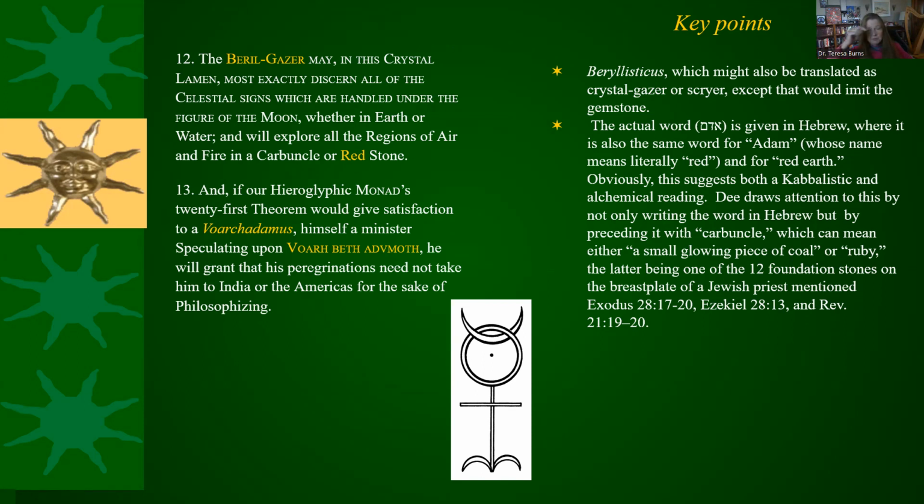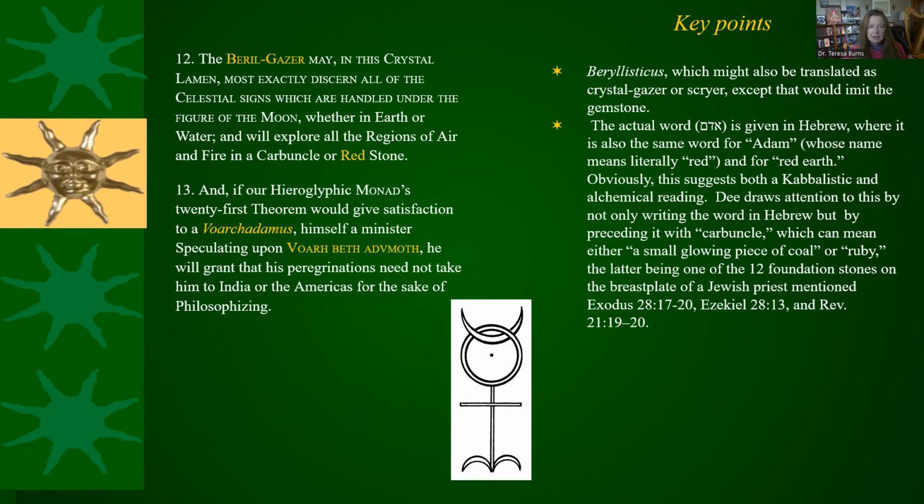I've got a whole video below on puns between red and red earth, or kind of ochre colored earth, and Adam. And they're not even really puns. It's the same word in Hebrew. So think of that anytime you see Dee saying red, even if he's not writing it in Hebrew, can we say Adam there? The red work is another way of saying the great work for the philosopher's stone. So this obviously is going to suggest both a Kabbalistic and an alchemical reading.